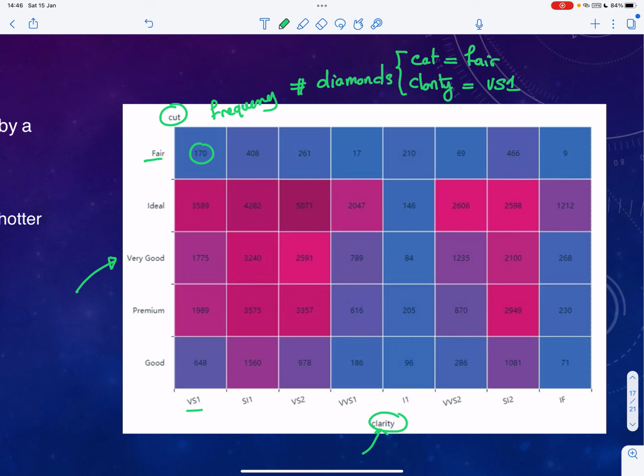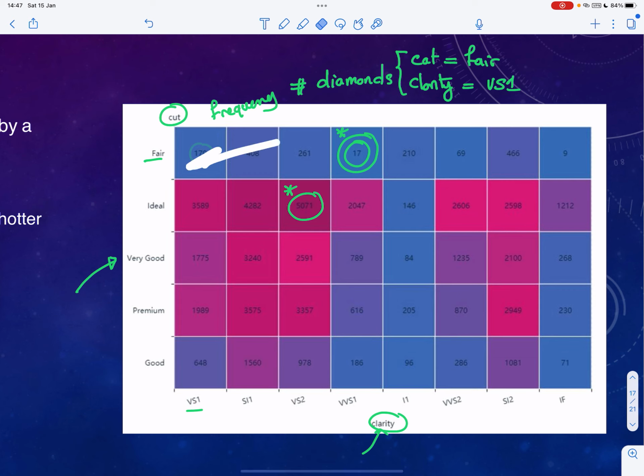And then the color of each of these boxes is proportional to the number. So for instance, where the number is very high, the color is hotter, and where the number is very low, the color is colder. This is why it's called a heat map. It's very hot here, and it's very cold here.